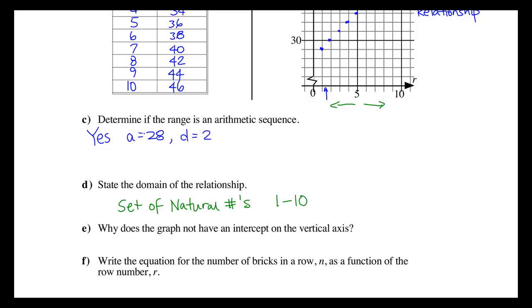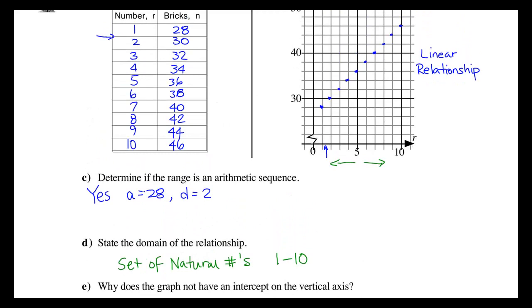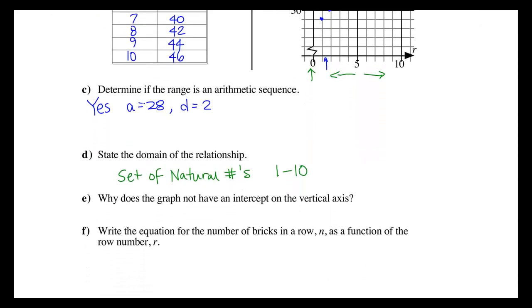Part E, why does the graph not have an intercept on the vertical axis? The reason why it does not have an intercept on this vertical axis here is because that is where r equals 0, and we can't have a 0 row. So we can't have row 0, essentially.